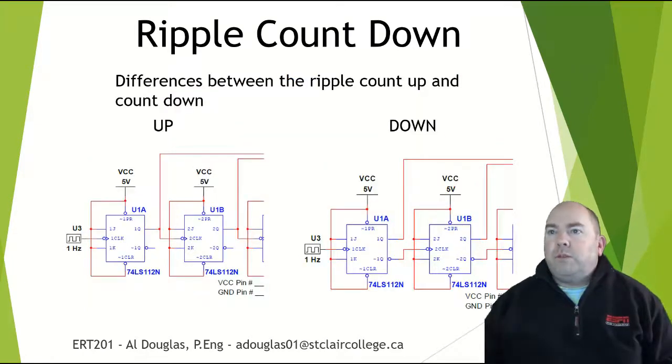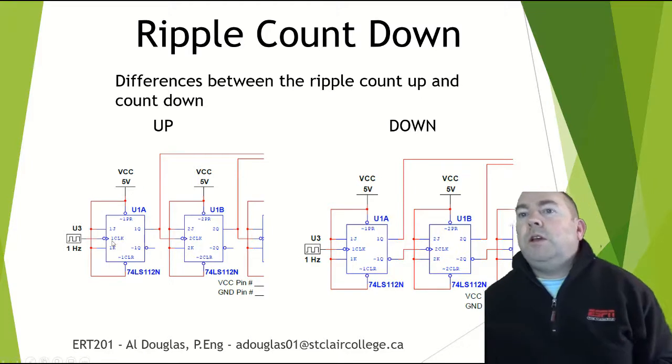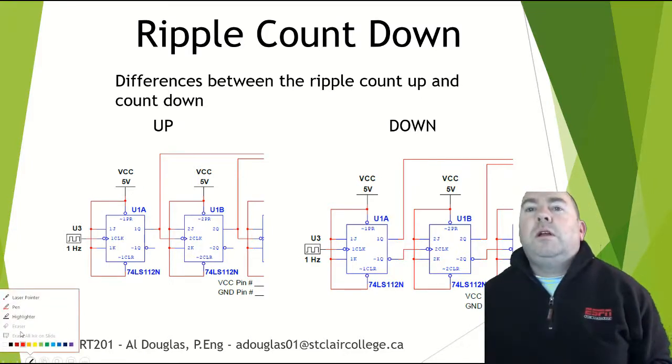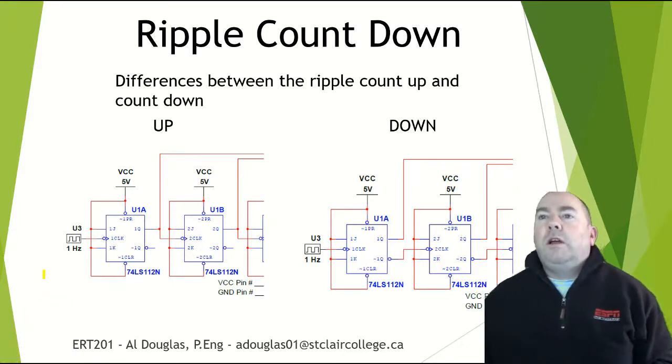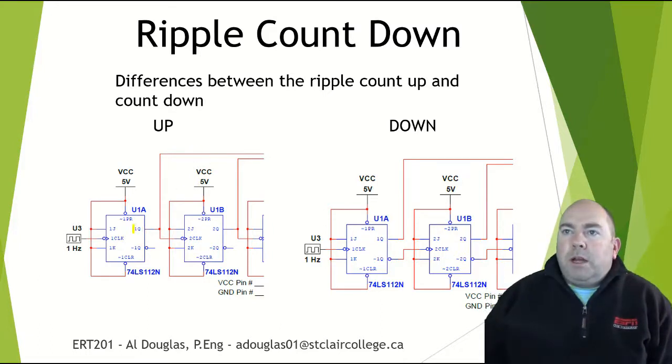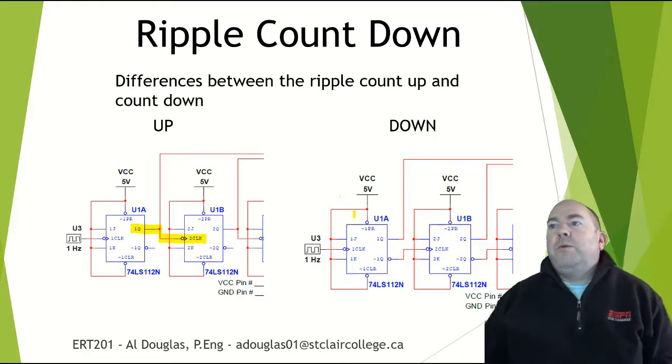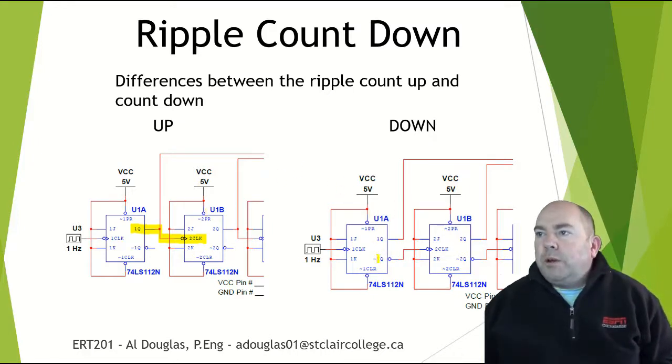The only difference is, if you notice with the ripple up, we take the Q of one and run that into the clock of the next one. With the ripple down, what we're doing is we're taking the Q bar of the previous flip-flop and connecting that to the clock of the next flip-flop. Everything else is the same, that is the only difference.